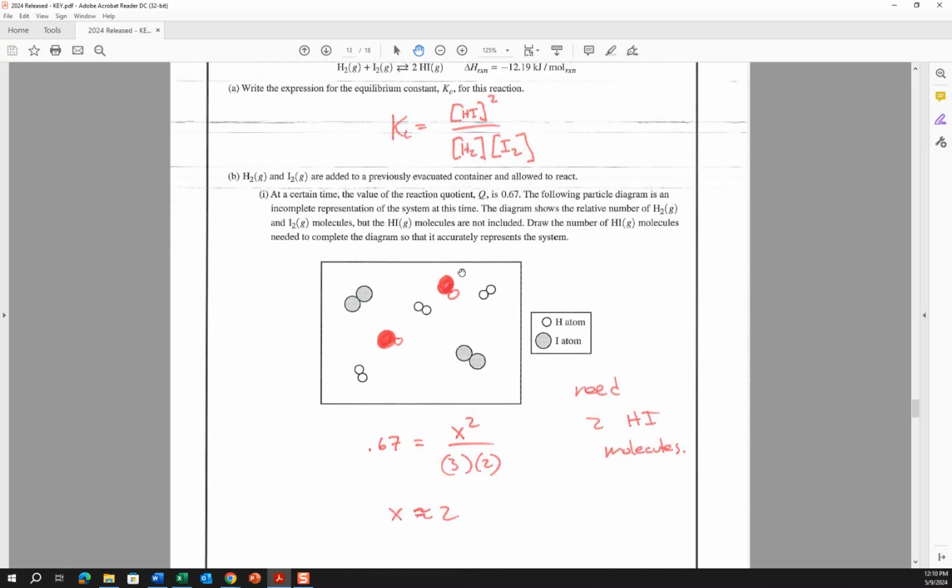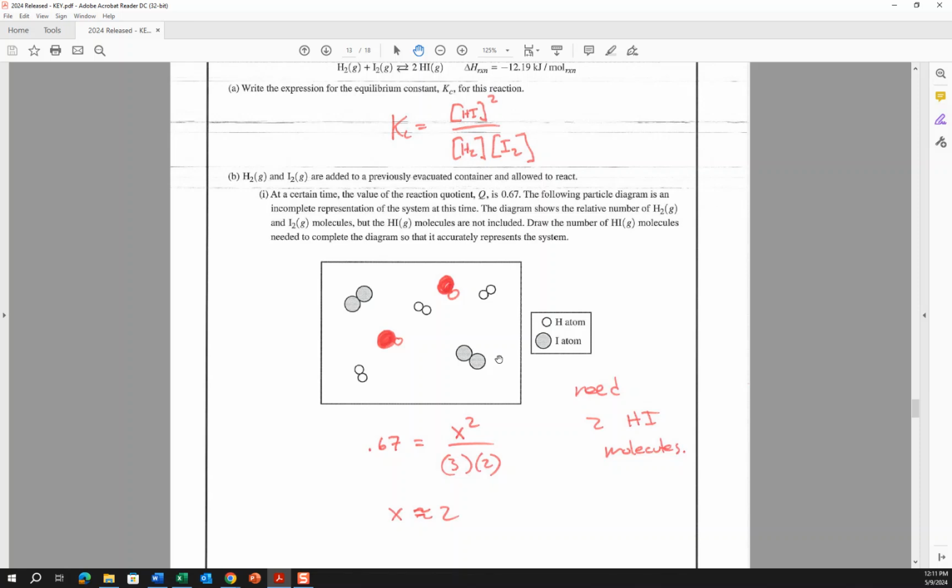Okay. Now this one might be a little tough, but they give us a Q value, and then they ask us to complete the particle diagram. They gave us the particles of the reactants that are in the mixture, but we have to draw a number of HI molecules to complete the diagram here. And they tell us Q at this moment in time is equal to 0.67. So remember, Q is equal to the same expression as K.